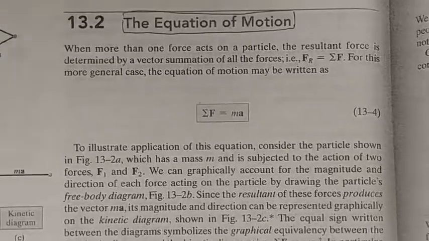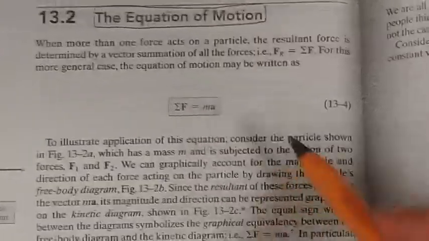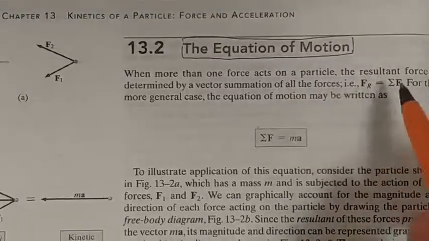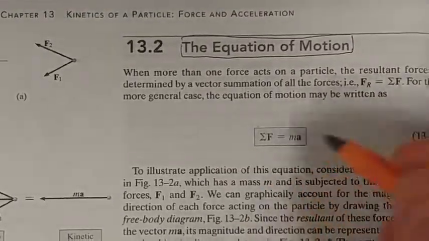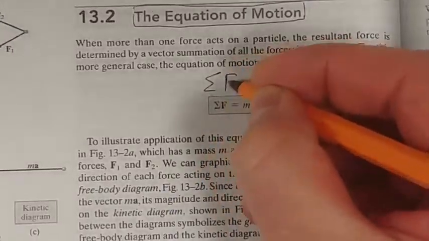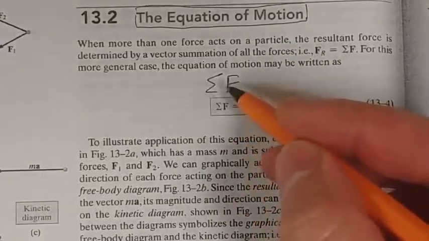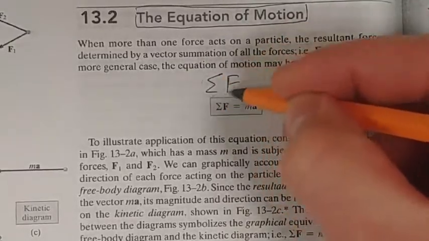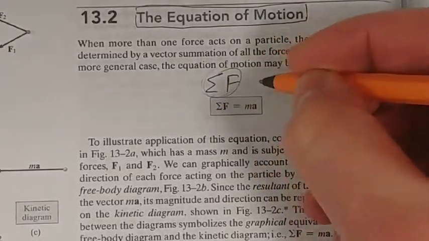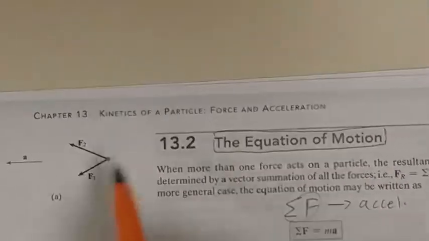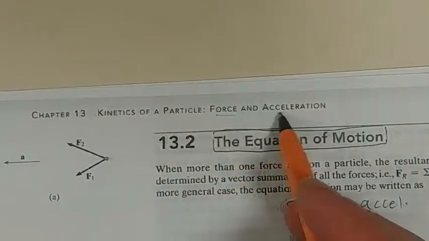Okay? So if we ask you, what is the equation of motion? Immediately you know it's this. It's essentially Newton's second law, but what we're looking at here is not just a single force, but the sum of the forces. So there's multiple forces acting on a body or a particle, and if the sum of these forces is unbalanced, then it's going to cause an acceleration. Okay, so that's why this chapter is called Force and Acceleration.